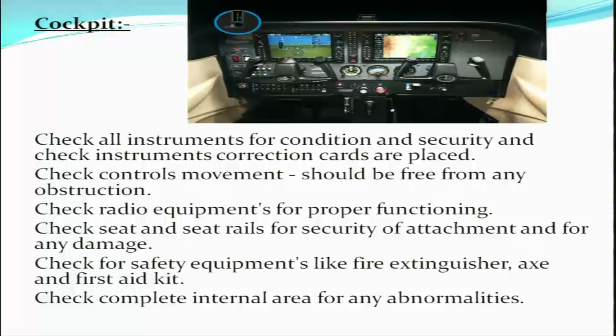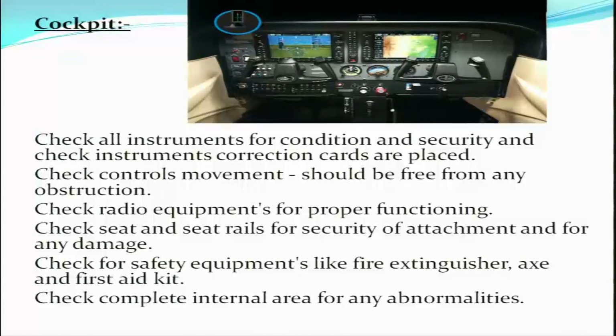In the cockpit, we check all the instruments for condition and security, and all the correction cards are placed or not. Check control movement, they should be free from any obstruction. We operate the controls, we check the aileron movement, we check the elevator movement, we check the rudder movement. All the controls should be free from any obstruction. We also operate the engine controls and check whether they are free.